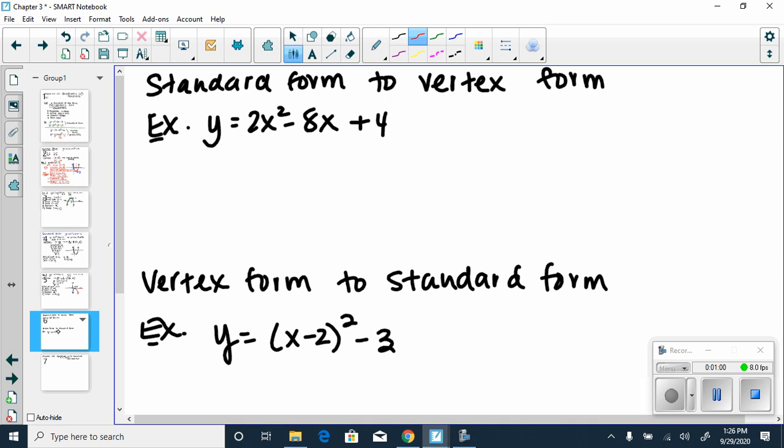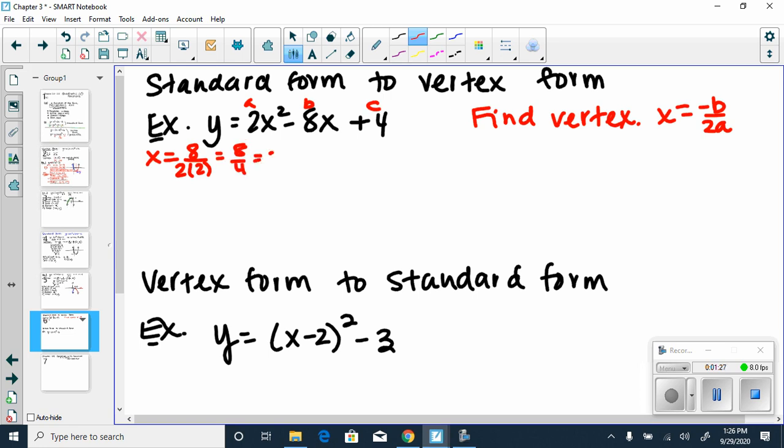So to go from standard to vertex, the first thing you have to do is find the vertex. Okay, so how do I find the vertex again? If you recall, you have to use x equals negative b over 2a. Okay, so that's going to be the first step. So x equals, and this is from the other video, opposite b, which is 8, all over 2 times 2. Remember, this is a, b, c. And that's 8 over 4, and that's 2.